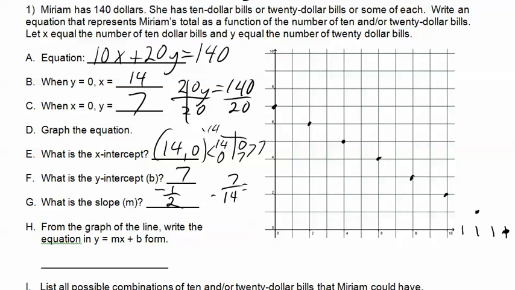Now we could have done everything like we did on the last one and just change this equation into slope-intercept, but because we know the slope and we know the y-intercept, we can just go ahead and write this. It's y equals negative 1/2 x plus 7.